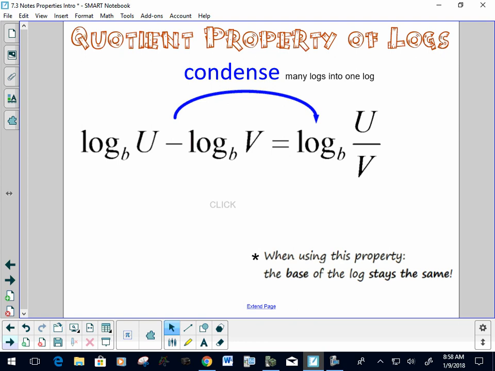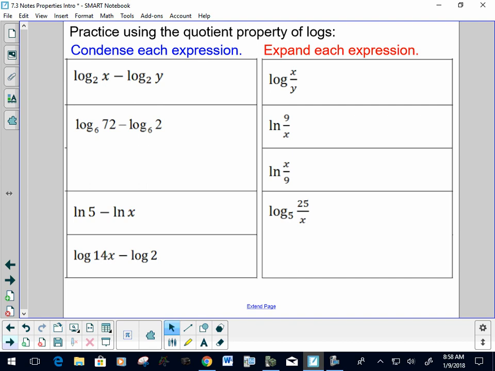If we have the log of a quotient, we can expand it into a subtraction of logs. Just like before, it's really important that you have the same base if you're applying this property. So we're going to practice both condensing and expanding these expressions. So we have the log base 2 of x and we're subtracting the log base 2 of y. So this would be the same as log base 2 of x over y.